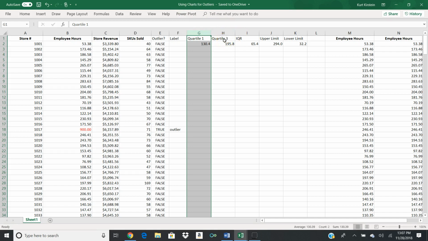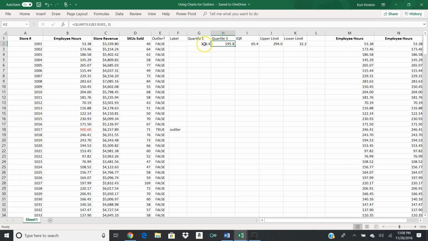Now, the reason why we're using quartile 1 and quartile 3 here is because that's how we can account for where the outliers are located. When we come up with a value that is quartile 1, what we're saying is give me the highest value that is in the lowest 25%. And the highest value in this particular case that is in the lowest 25% is 130.4. That becomes my quartile 1 value. I can do the same thing for quartile 3. Give me the highest value in the third quartile, and that's going to be 195.8.